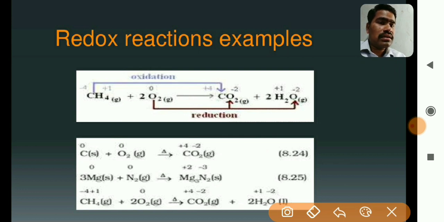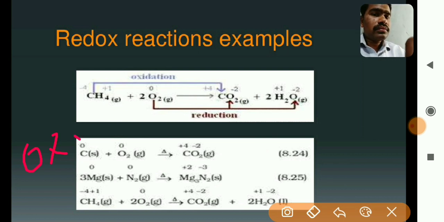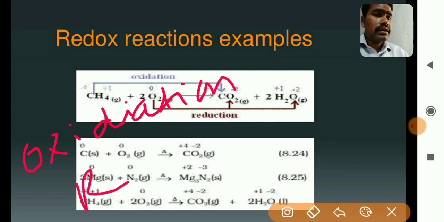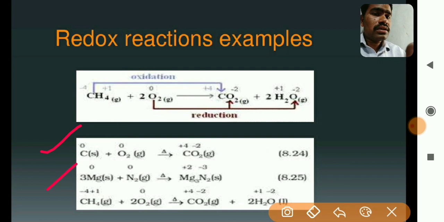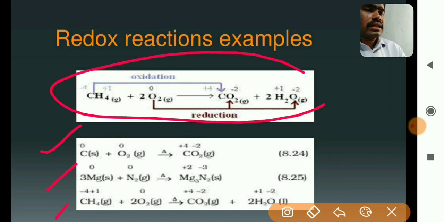We can understand, just try out this and identify oxidation and reduction in the given reaction. So just try to identify the oxidation and reduction in these 3 reactions. Note down in your notebooks and just try to identify, as mentioned in this reaction.